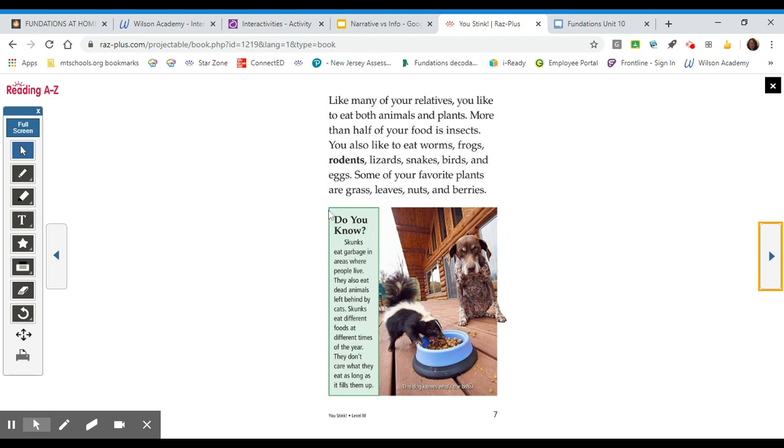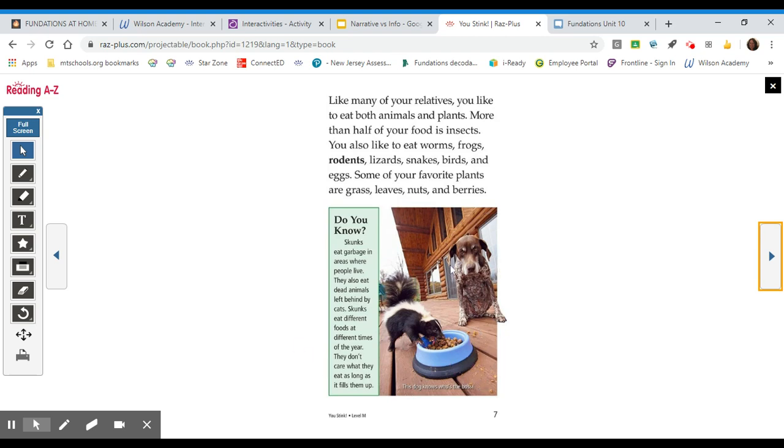Do you know? Skunks eat garbage in areas where people live. They also eat dead animals left behind by cats. Skunks eat different foods at different times of the year. They don't care what they eat as long as it fills them up. Look over here. This skunk is eating the dog's food. And it says, this dog knows who's the boss. He's probably afraid of that skunk.